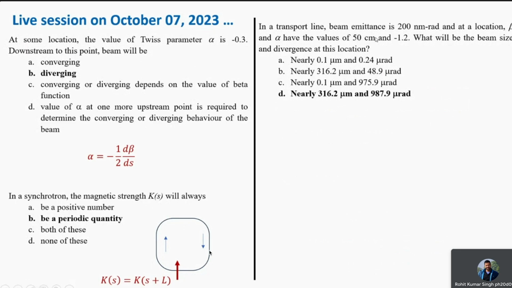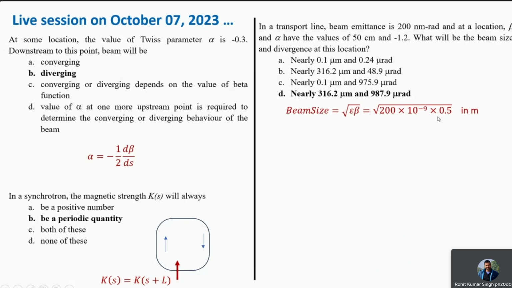Now, in a transport line, the beam emittance is 200 nanometer rad, and at a location beta and alpha have the values of 50 centimeter and minus 1.2. What will be the beam size and divergence at this location? First of all, you have to convert all the quantities into SI units. So 200 nanometer rad means 200 times 10 raised to minus 9 meter rad, and 50 centimeter means 0.5 meter. Then you solve it. The beam size will be the square root of emittance times beta. This will be in meters.